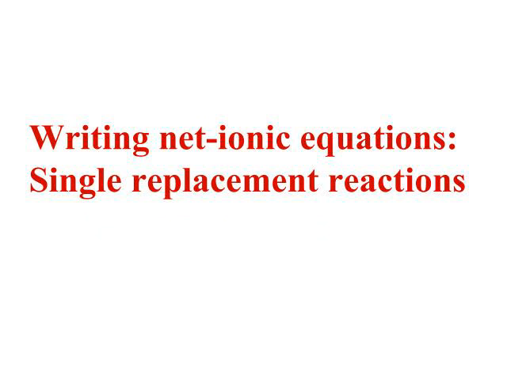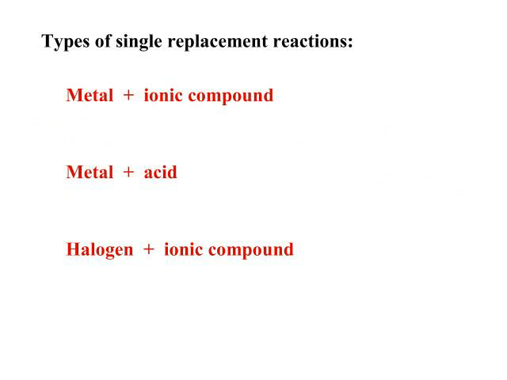Writing net ionic equations for single replacement reactions takes a little bit more effort than the double replacement, but it's still one of the easier types of reactions to write. When you're looking at single replacement reactions, there are three basic types. You have a metal plus an ionic compound, a metal plus an acid, or a halogen in an ionic compound. And a single replacement reaction, again, remembering the format, is an element combined with a compound.